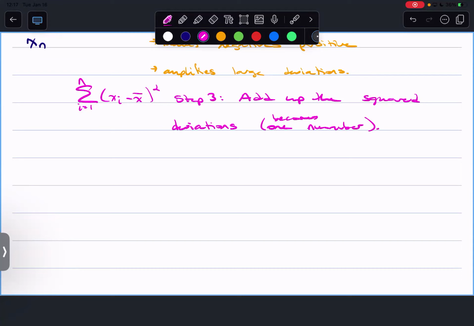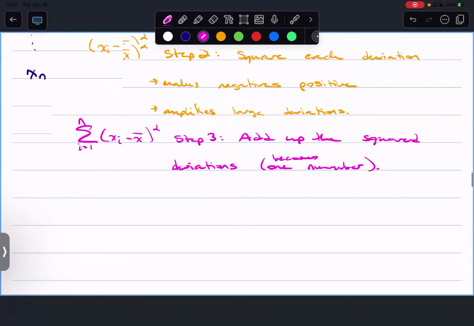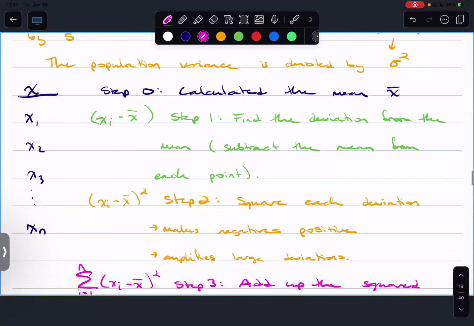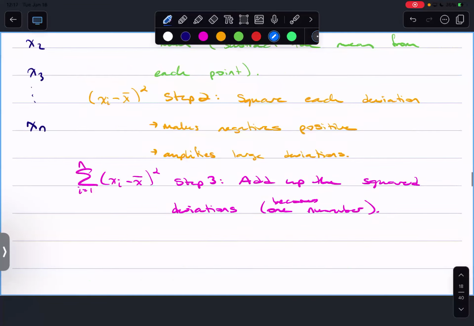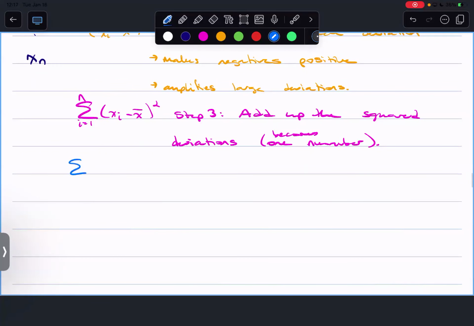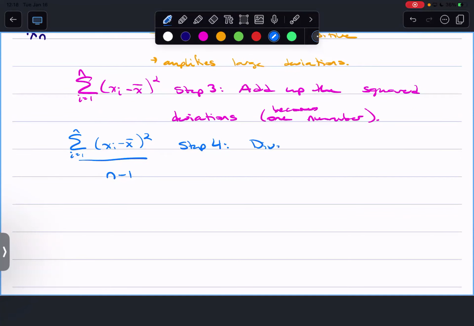Then we divide by n minus 1. And what color haven't I used? I don't know. Blue? How boring. End on blue. So now the sum from i equals 1 to n of xi minus x bar squared, divided by n minus 1. Step 4, divide by n minus 1. We divide by n minus 1.